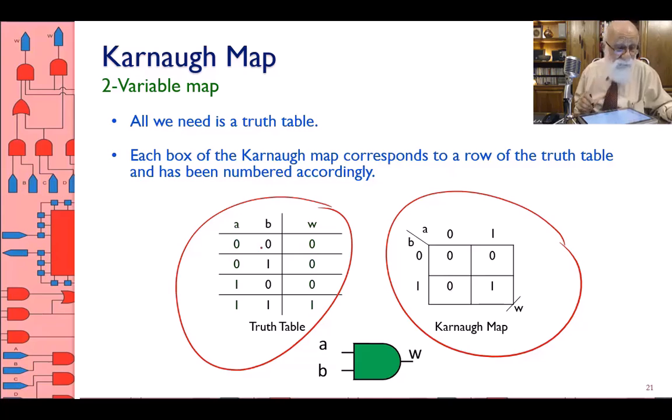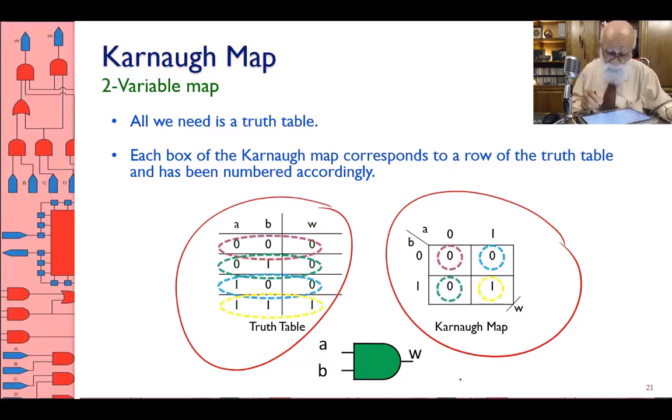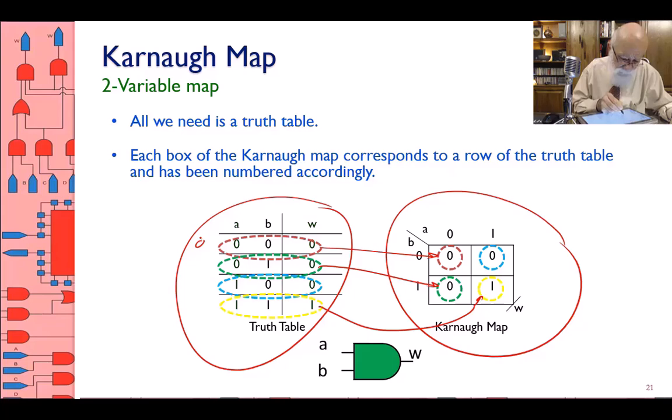For A00, we have location 00. For A01, we have location 01. So a row corresponds to a box. The yellow row corresponds to the yellow box. Okay? And that's it. Now, if you want to number them, this is decimal number 0, 1, 2, 3.